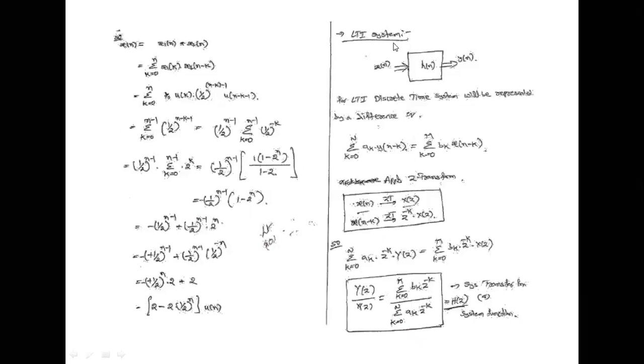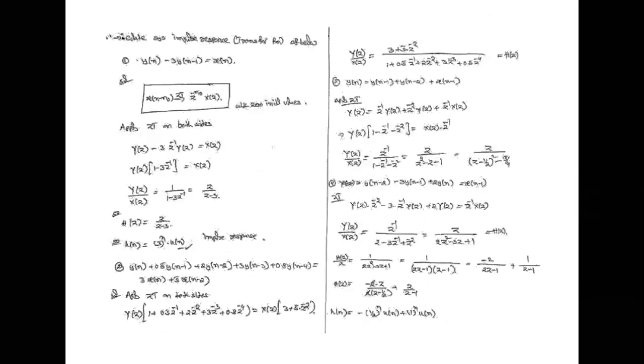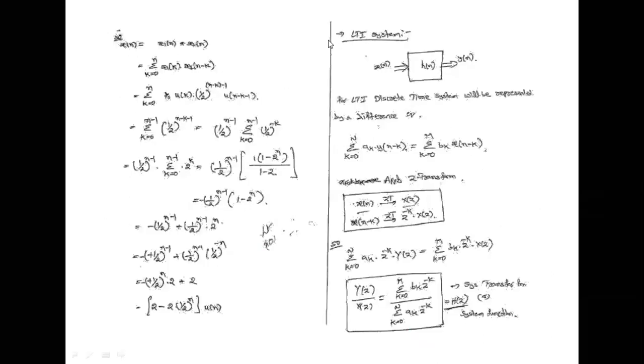Okay, and the next one is the linear time invariant system. To find the linear time invariant system, system stability and causality, we can discuss this in the next class, my dear students. For any given linear time invariant system, how we can find the Z transformation and how we can find the inverse transformation, that we'll discuss in the next class, my dear students.